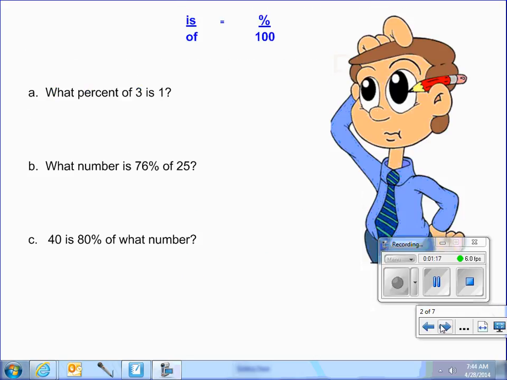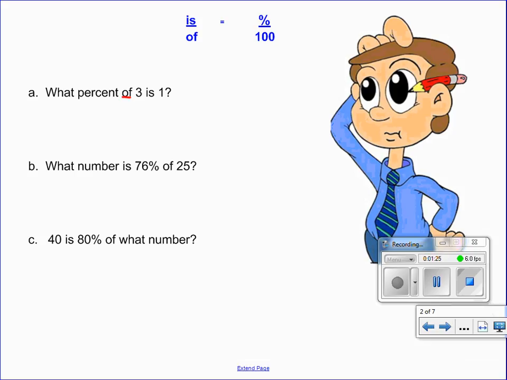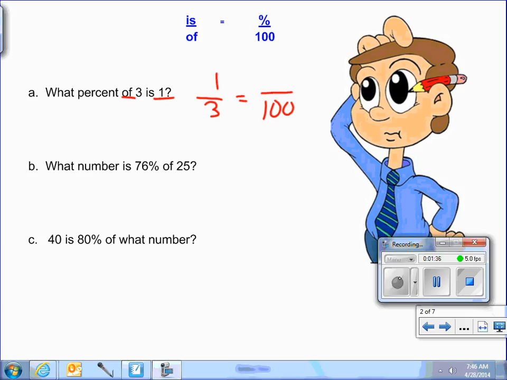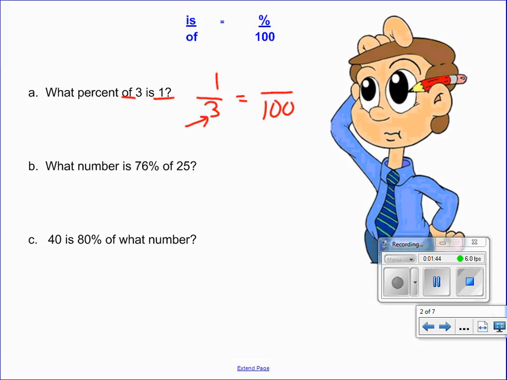So let me show you some examples of this. What percent of 3 is 1? Of 3, so 3 is our denominator, and 1 is our part, and we're trying to put that in a percent proportion. In this example, 3 is going to be considered your base, and the 1 is considered your part. So 1 out of 3 is equal to what percent of 100?